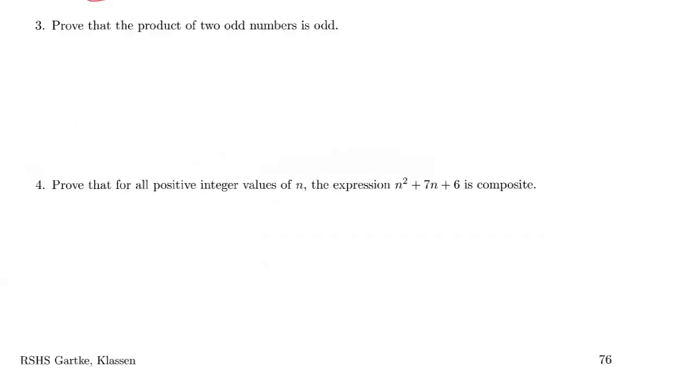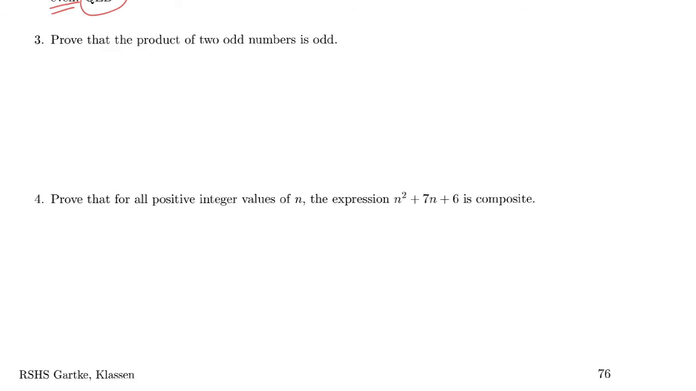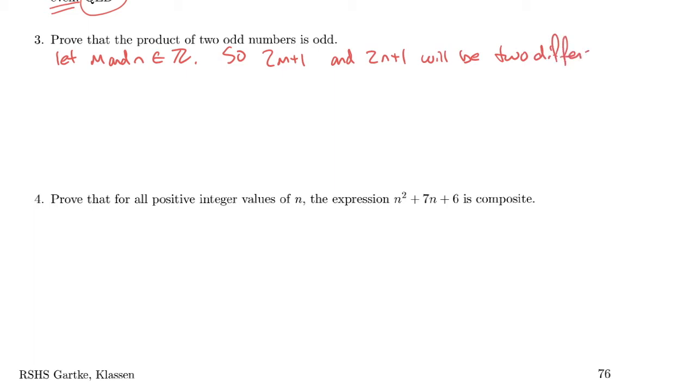Okay, here we go. So first question is prove that the product of two odd numbers is odd. Okay, so we're going to let m and n be elements of the integers. Okay, we're going to stick with integers here. So 2m plus 1 and 2n plus 1 will be two different odd numbers.